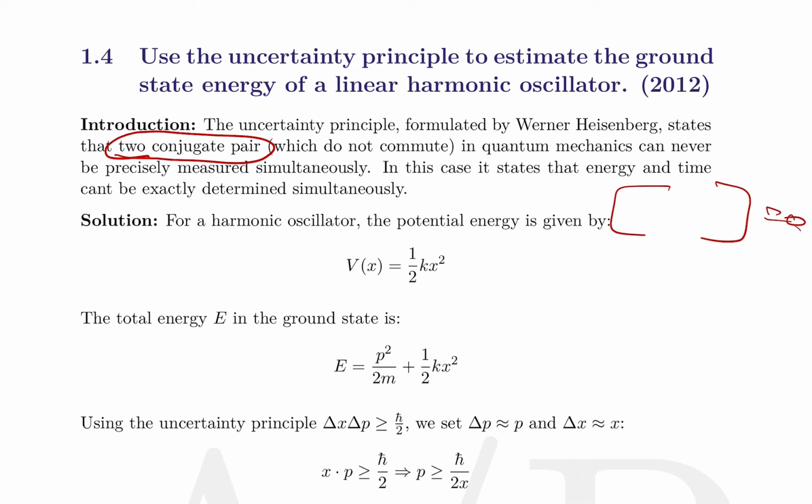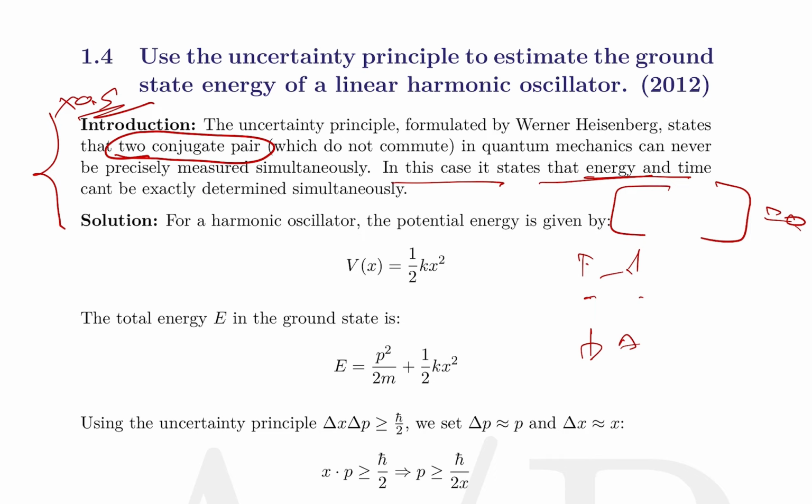and we related it with the fact that in this particular question, since we need to find the ground state energy, it states that energy and time can't be exactly determined. If the question had been to find the minimum size of the linear harmonic oscillator, then we would have written that the momentum and the position can't be exactly determined because they are conjugate pairs which do not commute in quantum mechanics and they can't be precisely measured. And it is true for both energy and time, position and momentum, k and x, as we all know.